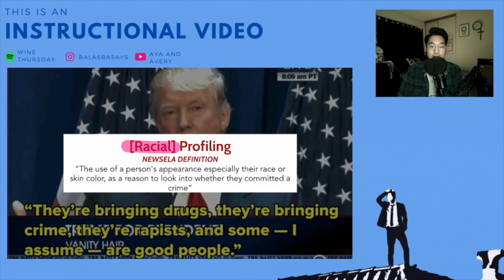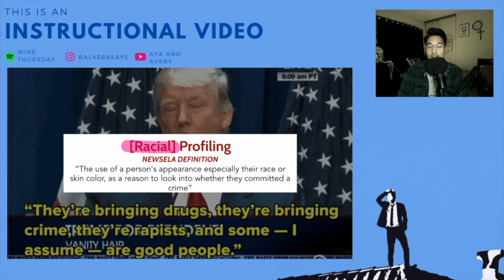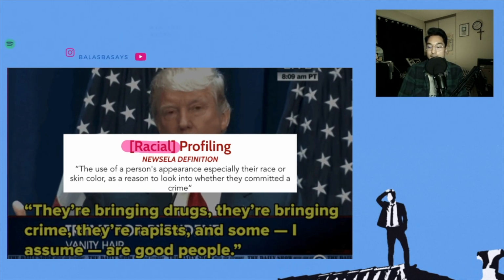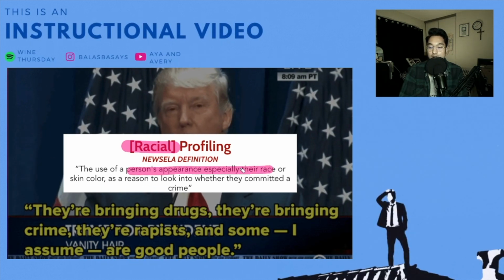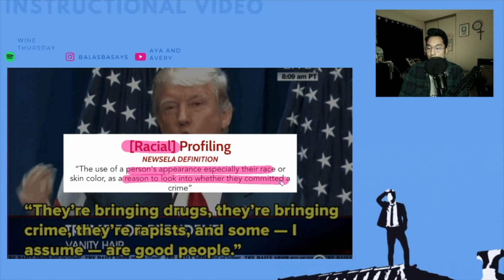Racial here is in brackets because the article does not explicitly say racial profiling. Rather, it defines profiling as the use of a person's appearance, especially their race or skin color, as a reason to look into whether they committed a crime.